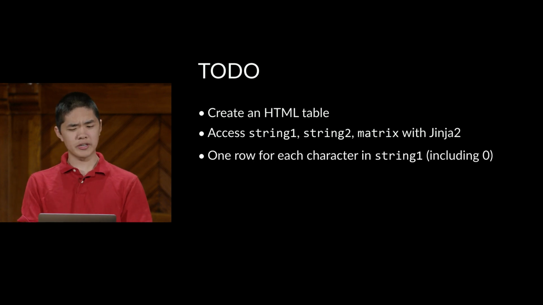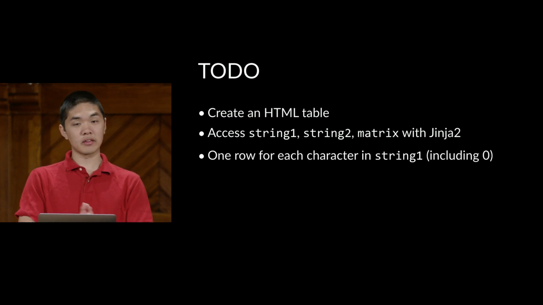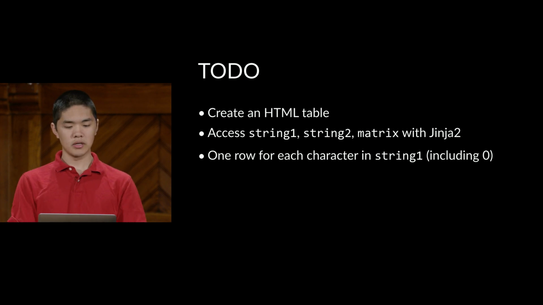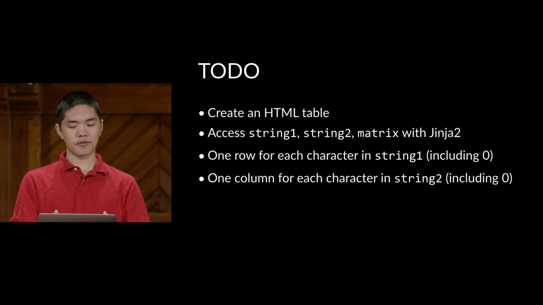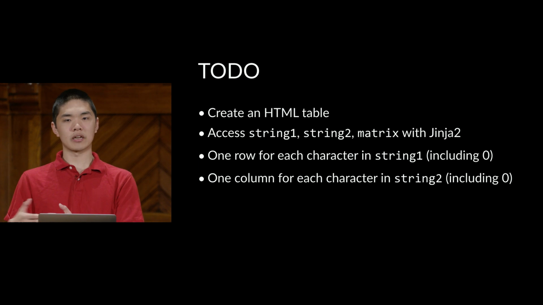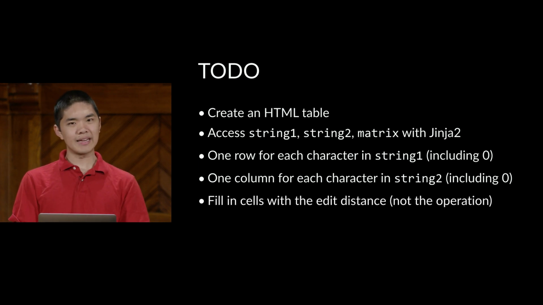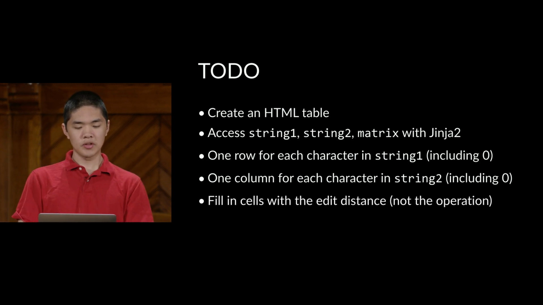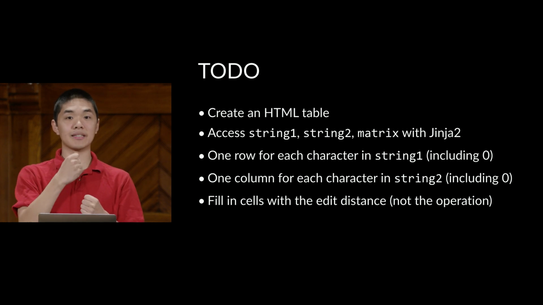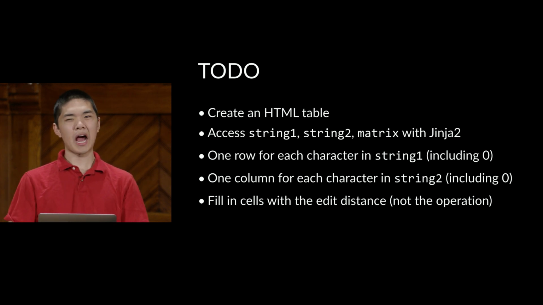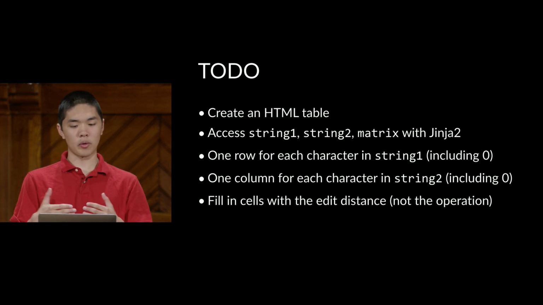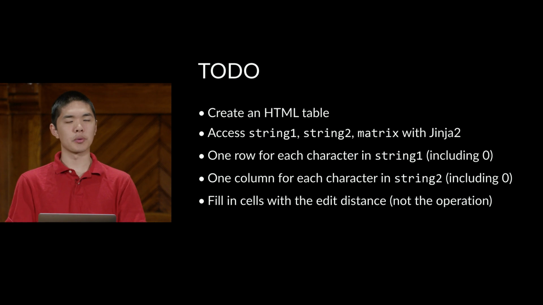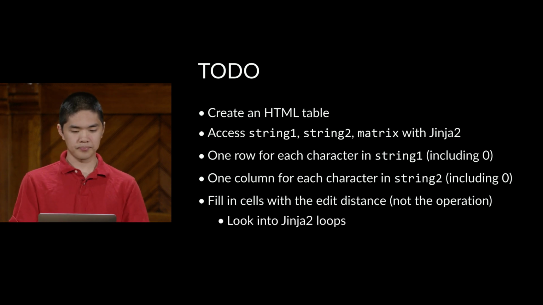You'll want one row in your table for each of the characters in string 1, including 0. And you'll also want one column for each character in string 2, including 0. Then, inside of that 2x2 grid, you'll want to fill in the cells with the edit distance, just a number for how many steps it would take in order to convert from one to the other. And in particular, make sure to fill in that cell with only the number, not the action that you would need to take in order to get there.